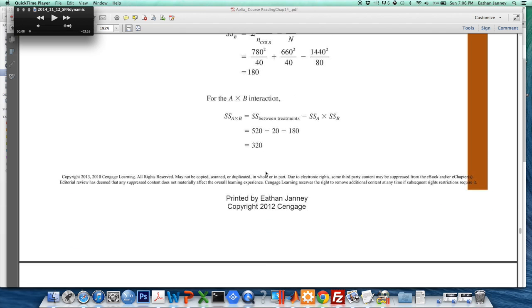And finally, we need to find the SS for the interaction. And we basically only calculate the SS in the interaction when we already have the sum of squares for A and the sum of squares for B. And we do that by subtracting those 2 values from the sum of squares between treatments value, which we also need to already have. And the details of the calculation in this particular case are right here.